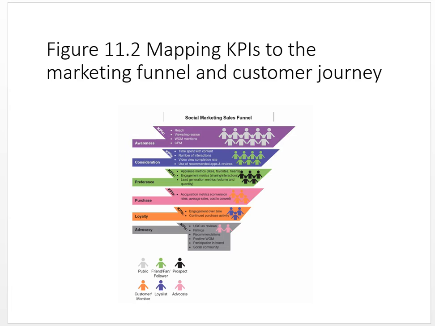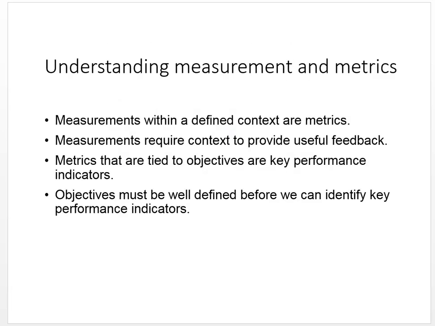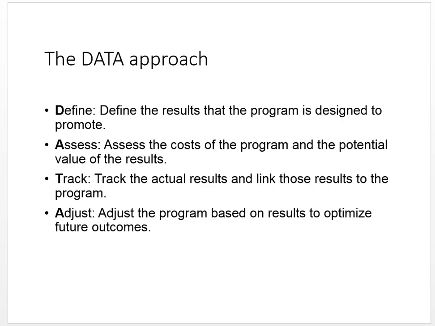So we can put a number and say to our team, this is what we hope to achieve with each one of these. Objectives must be well defined before we can identify key performance indicators. So it all goes back to the strategic component that we discussed in topic, I want to say 3 or 4. One of those where we actually looked at the strategy and developing your SMART objectives. So your SMART objectives directly link to your KPIs.